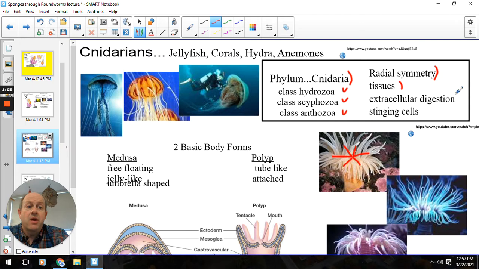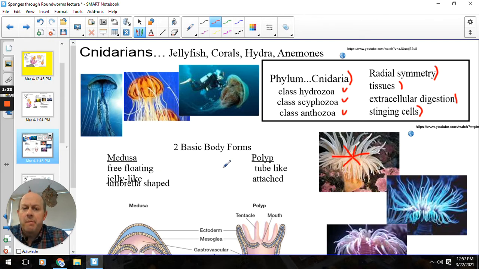We can now extracellularly digest. So our jellyfish can eat things that are bigger than them because they're going to start to digest it down outside their cells. It doesn't have to be like the sponge, which had food that had to be small enough to fit in the cells. And then the main trait that we think of when we think of jellyfish is the stinging cells. We'll talk about that in just a second, that is the pneumatocysts.